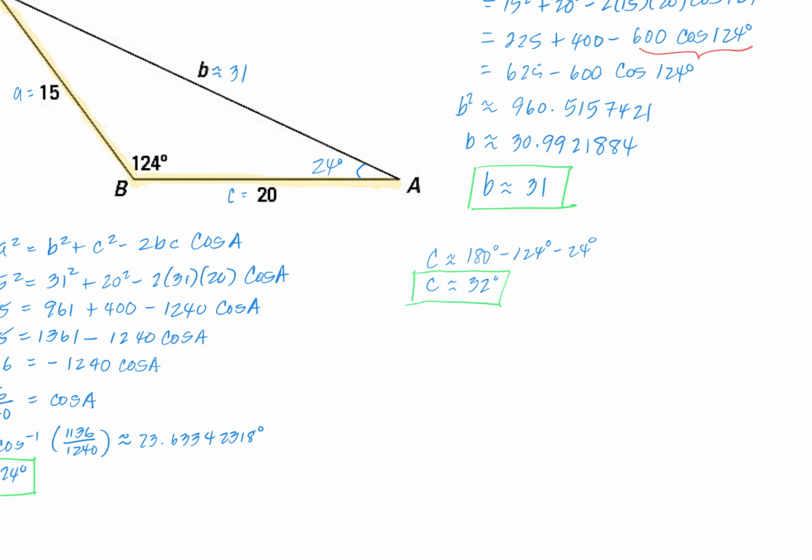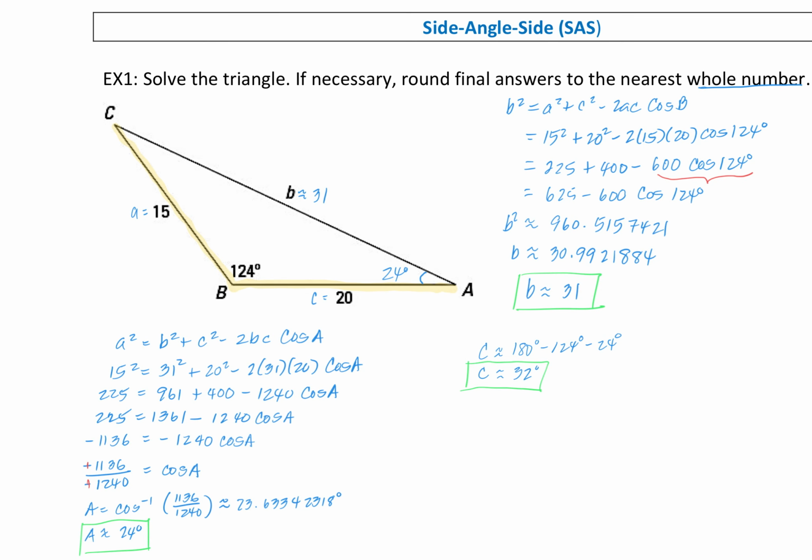Again, I am going to go back to my triangle, put in 32 degrees for angle C, and double check to make sure all those sides and angles make sense. Largest angle, largest side is B. Smallest side, smallest angle, A. The middle would be angle C with side C. So all of this makes sense to me.